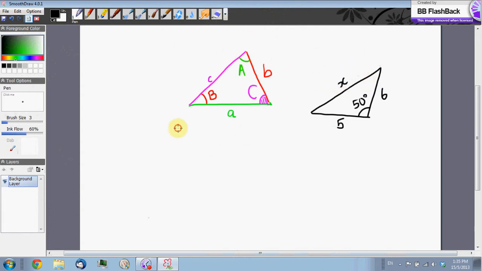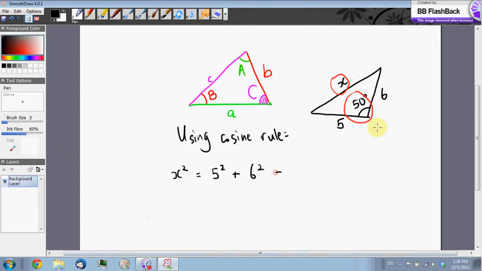So using the cosine rule, remember x squared, if you want to find red, is equal to the other two lengths which are given. That's 5 squared, because you're given this length, plus 6 squared, minus 2 times 5 times 6 cosine, and where's the opposite side?